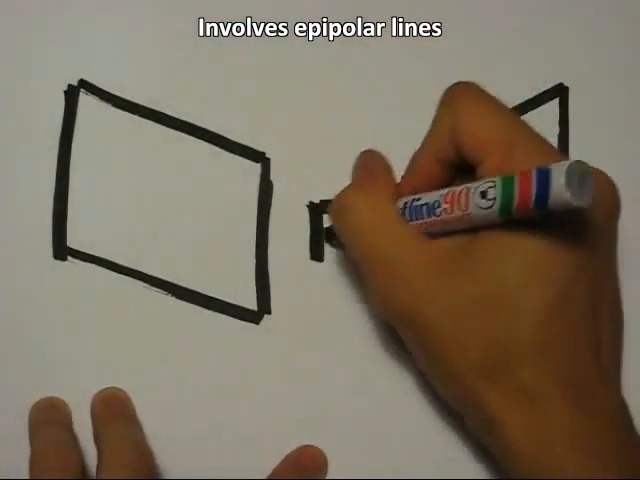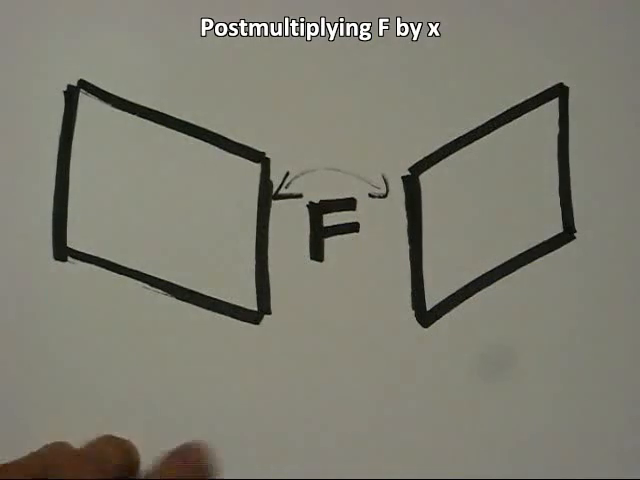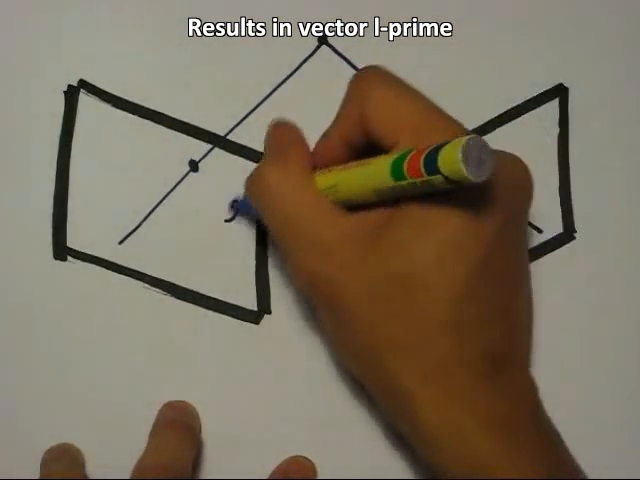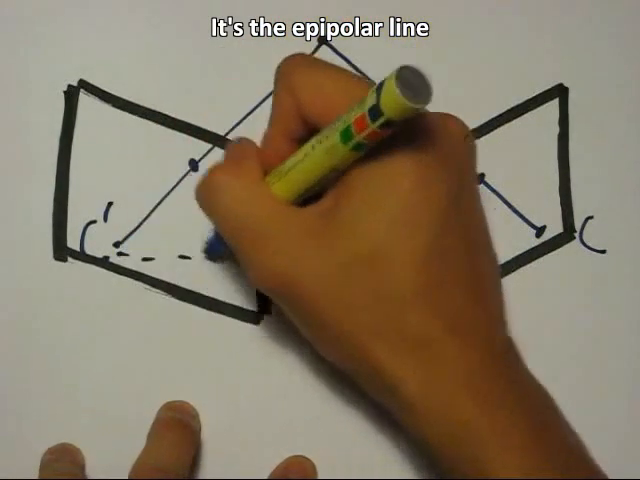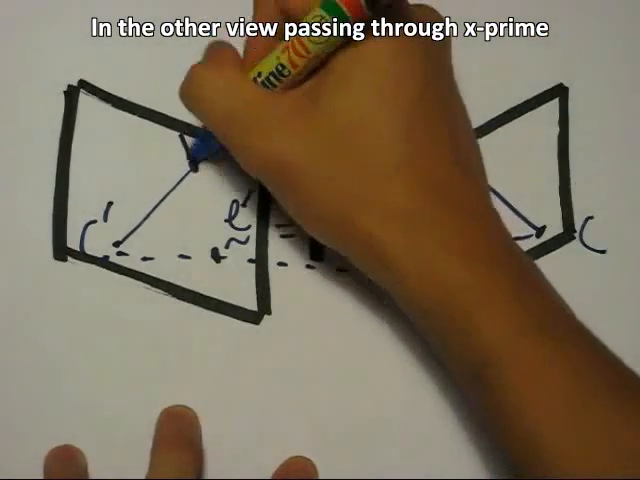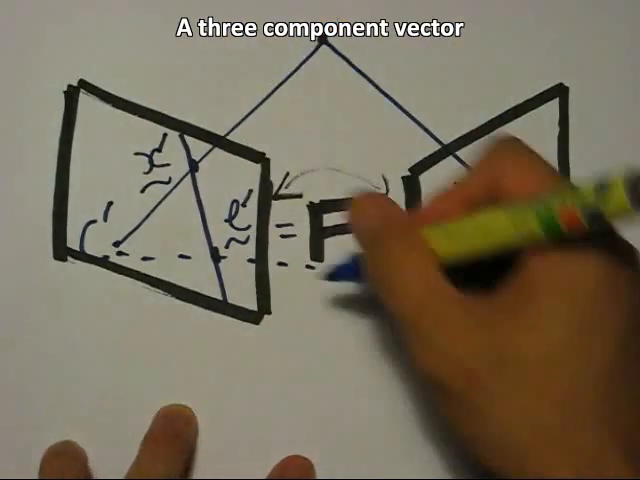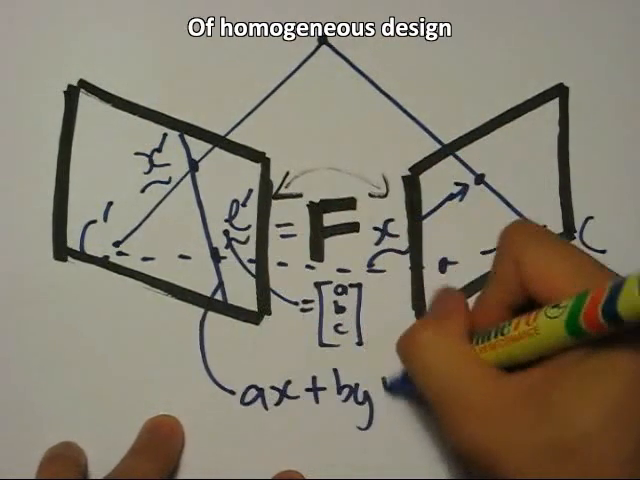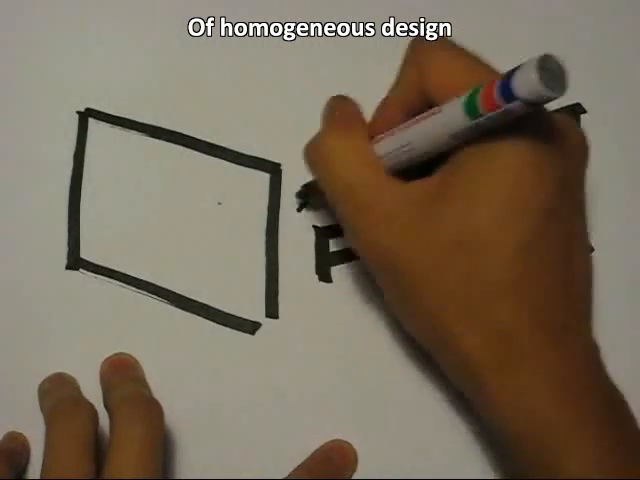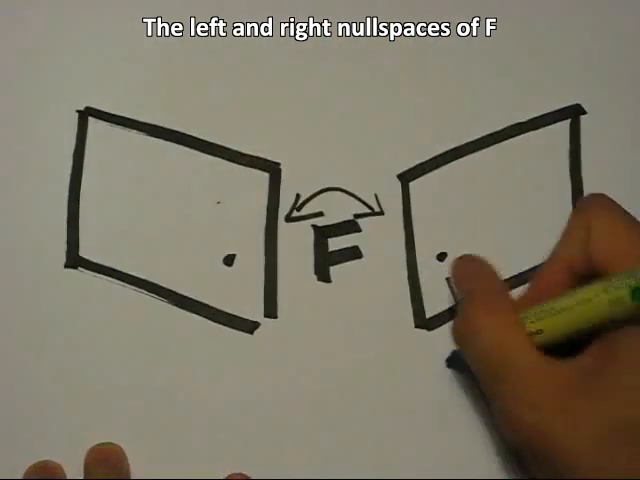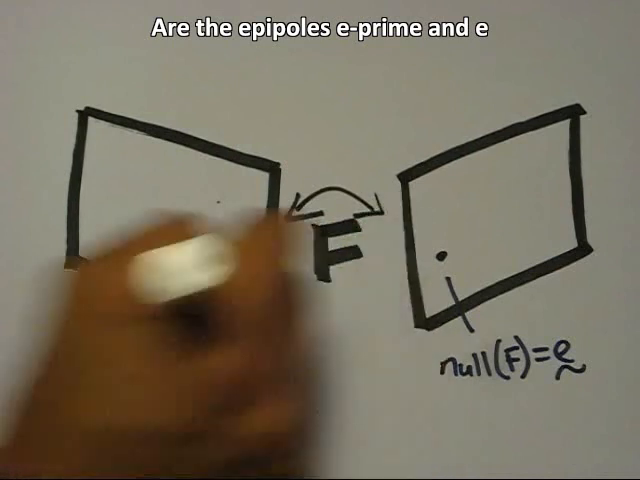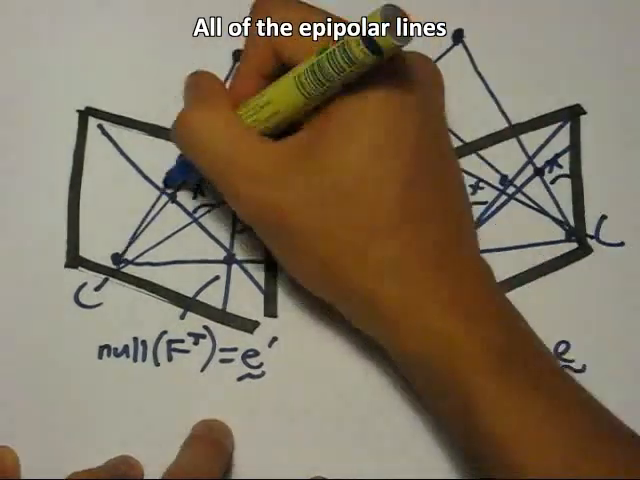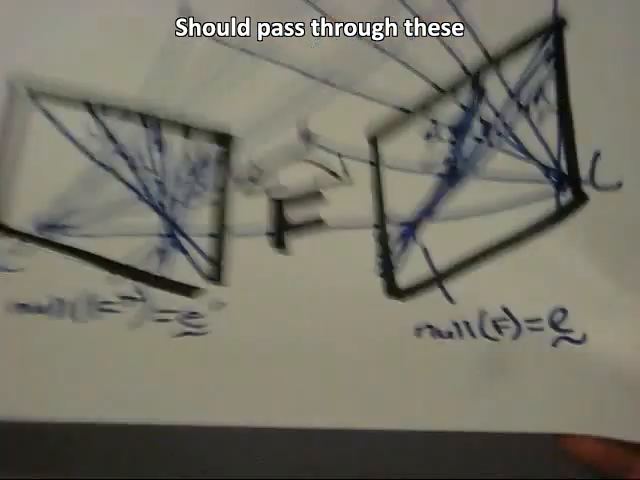It involves epipolar lines. Postmultiplying F by X results in vector L prime. It's the epipolar line in the other view passing through X. In homogeneous coordinates, the left and right null spaces of F are the epipoles E prime and E. All of the epipolar lines should pass through these.